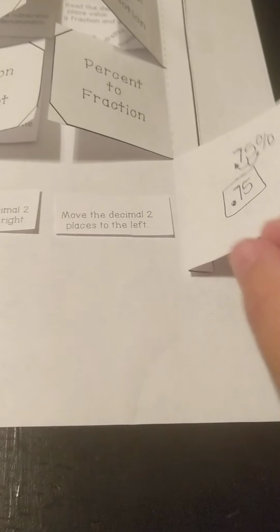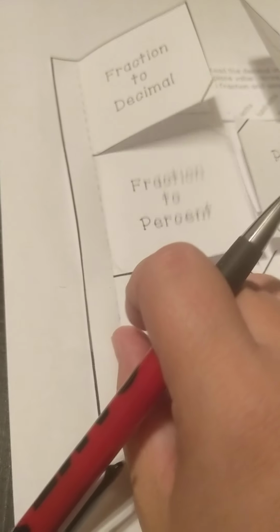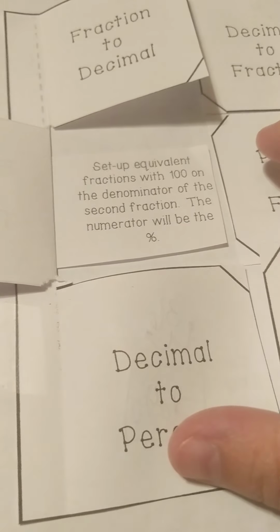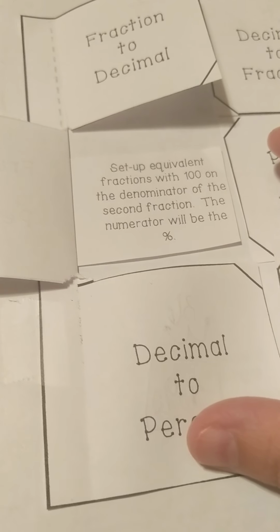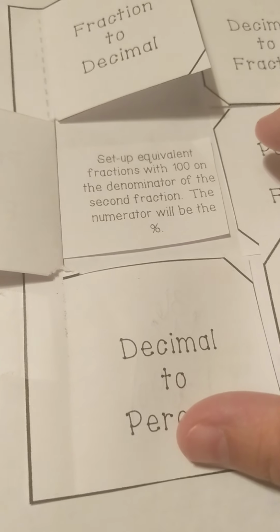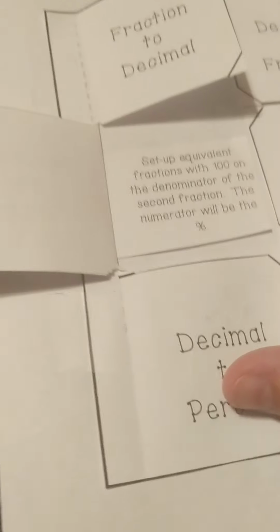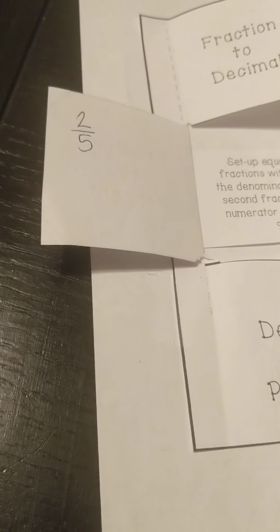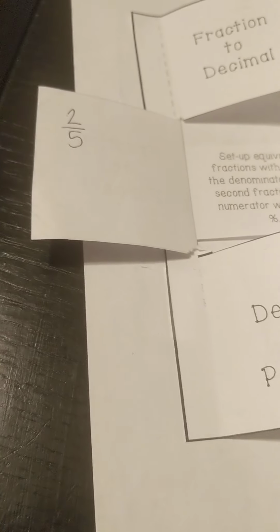Okay, so let's look at the next set. We have fraction to percent. So this rule says set up equivalent fractions with 100 on the denominator of the second fraction. The numerator will be the percent. So my example is 2/5. So what they're wanting us to do is put 100 on the bottom, basically doing a proportion.